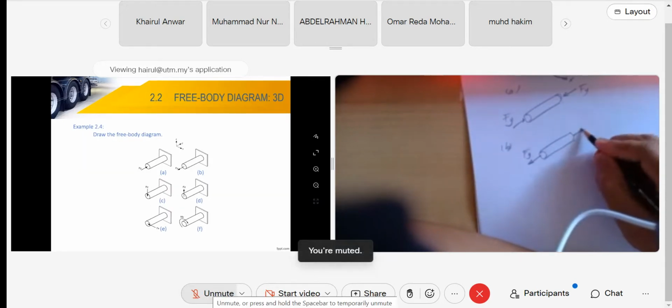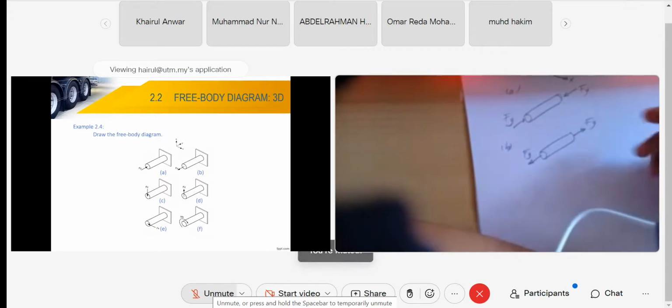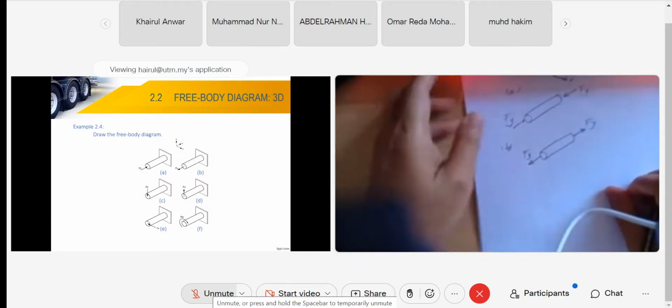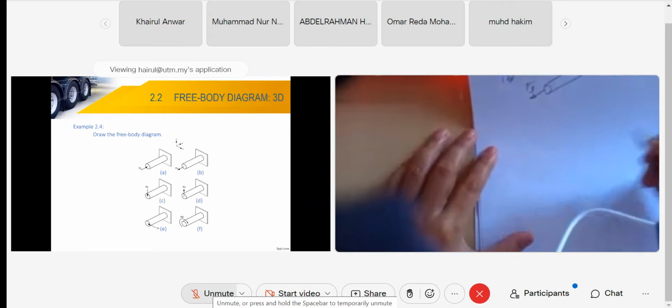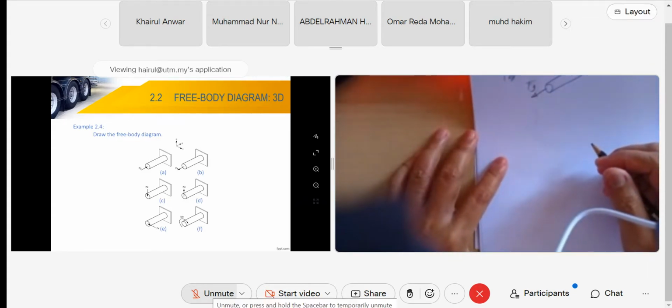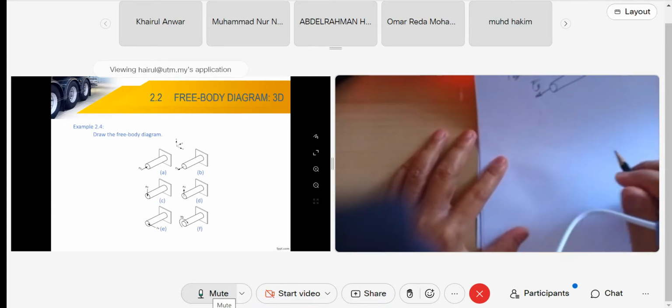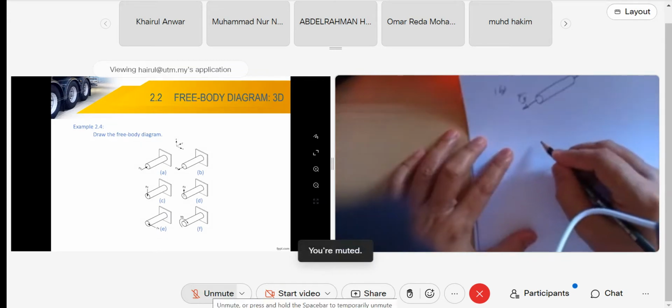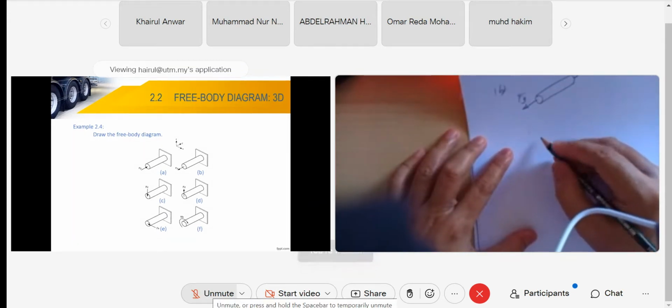Yeah, opposite, tension, Fy also. Okay, we don't have moment, we don't have torsion. Okay, C. Look at C. Are you watching the diagram in the PowerPoint? Yeah. Part C, be careful. Part C, what do we have there?